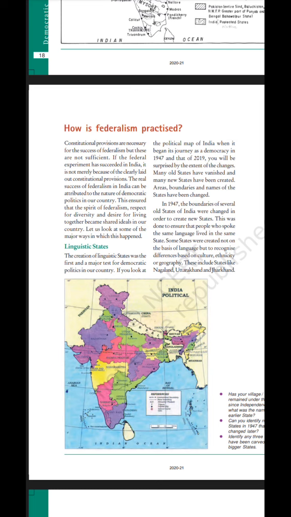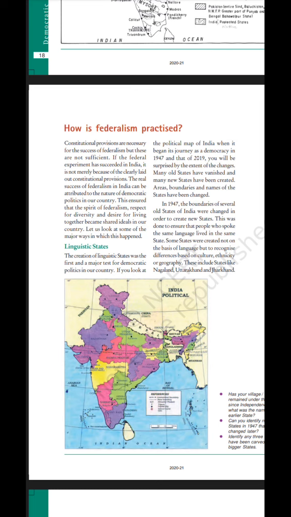Linguistic states. The creation of linguistic states was the first and a major test for democratic politics in our country. If you look at the political map of India when it began its journey as a democracy in 1947 and that of 2017, you will be surprised by the extent of the changes. Many old states have vanished and many new states have been created. Areas, boundaries, and names of the states have been changed.